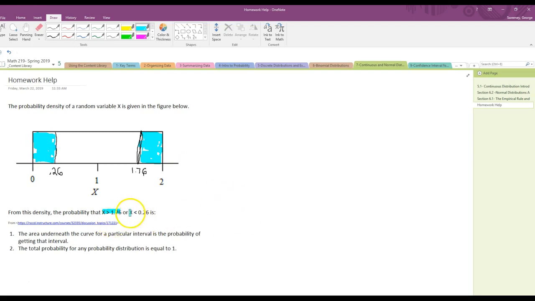So the question is, how do you go about finding what that area is? Well, in fact, this is a box. These are two rectangles. To find the area of a rectangle, we use length times width equals our area.